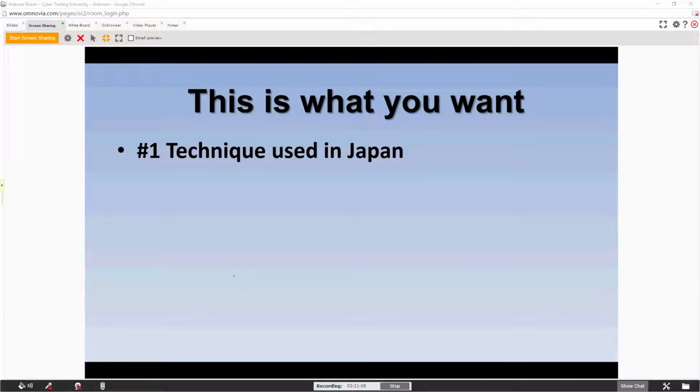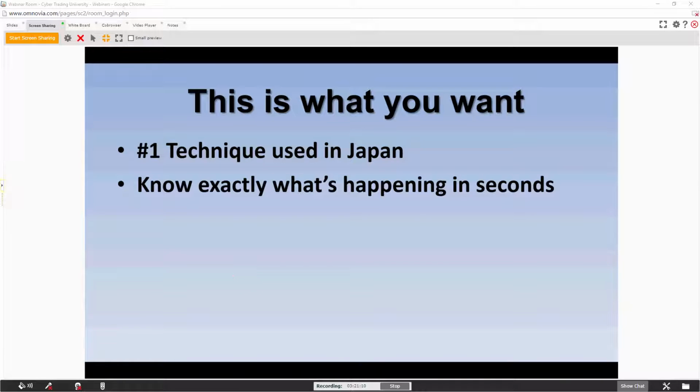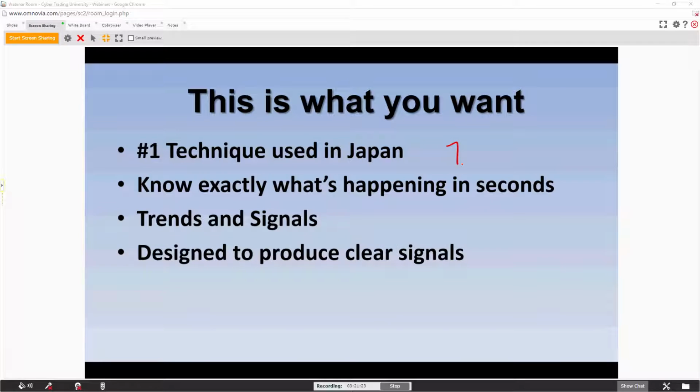It is the #1 technique used in Japan 7 years in a row. There's been this #1 technical analysis book, and this has been the #1 technical analysis strategy used in Japan. You're going to know exactly what's happening in seconds. It gives you really good trends and signals, and it's designed to produce very good signals. The translation, Ichimoku, means at a glance.